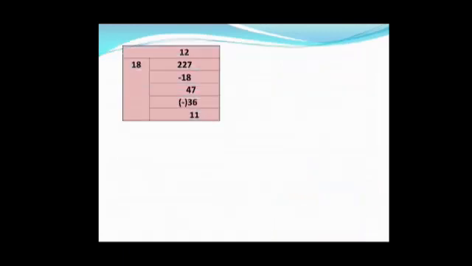Now we will turn this 227 by 18 into a mixed fraction, right? So for that we will divide the numerator by the denominator. So here 18 ones are 18, 22 minus 18 is equal to 4, then 7, 47, and then 18 2s are 36. So 47 minus 36, okay, so 11 will be left here.